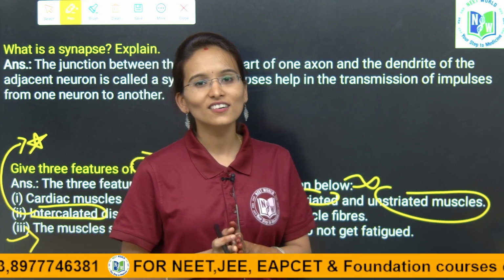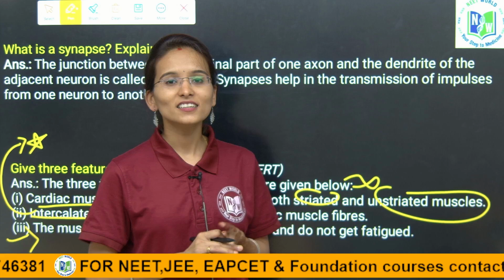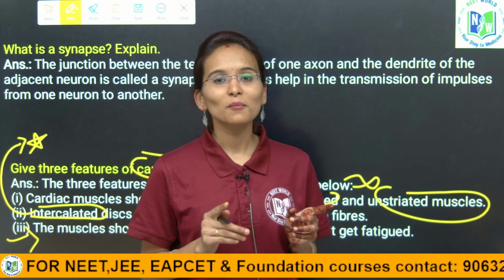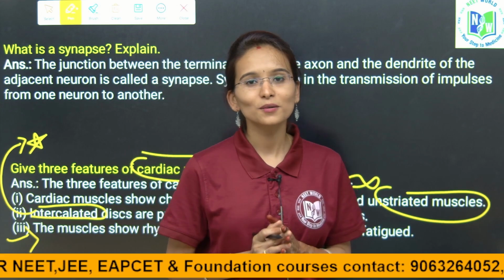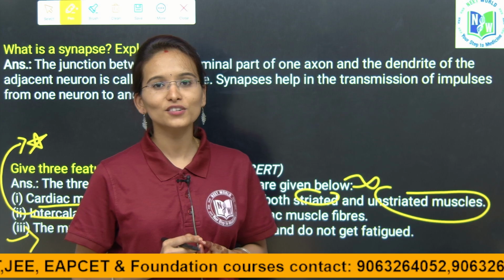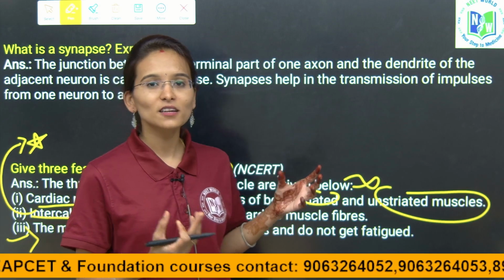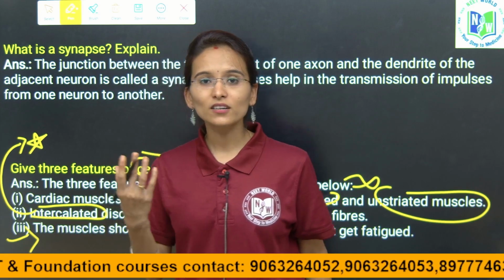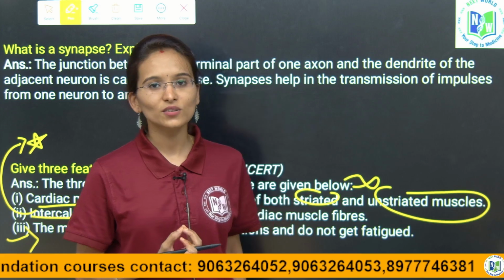Clear with the nervous tissue? It is very simple and easy to understand, and the diagram of the neuron is very important. It is the structural and functional unit of the nervous tissue. We can expect that particular diagram, and from that we can expect diagram-based questions also.